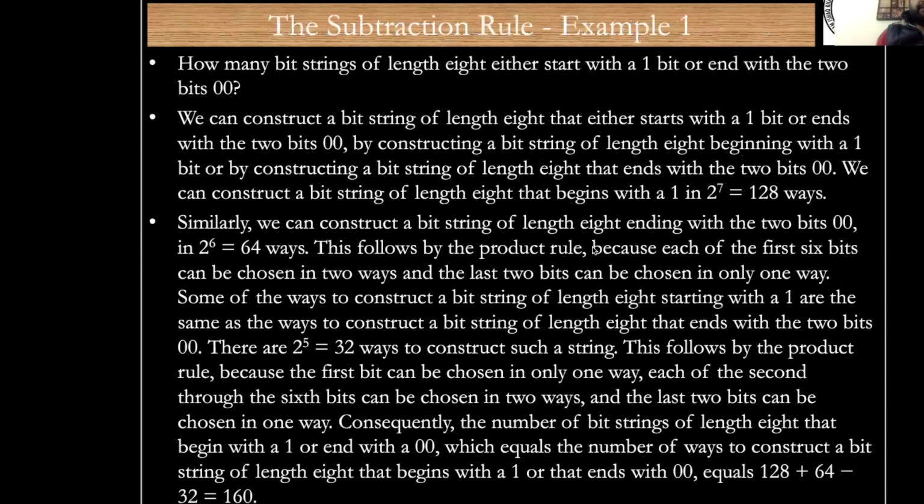So here's the first example. How many bit strings of length 8 either start with the 1 bit or end with the 2 bits 0 0? Here I think the answer is really simple. The length is 8, so in total the number of bit strings is going to be 2 into 2 into 2 and so on, 2 raised to the power 8. But since it's going to start with 1, the first bit is fixed. You don't have 2 options there.